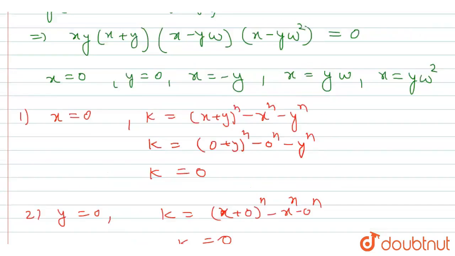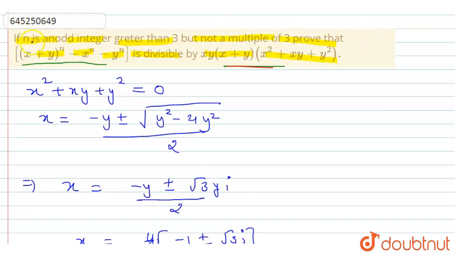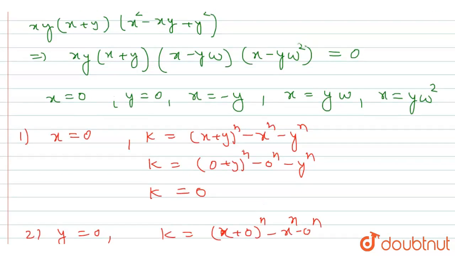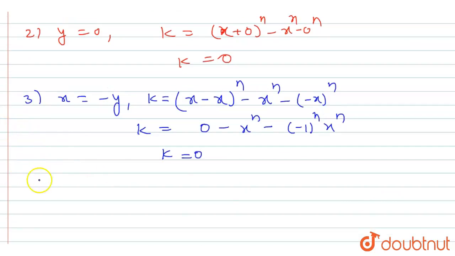Okay, since in the question it is given that n is an odd integer, not a multiple of 3, and n is greater than 3. Since n is odd, this will be negative 1, and a negative of a negative will be positive. So here the final value of k is equal to 0. Now we will put x equals y omega.